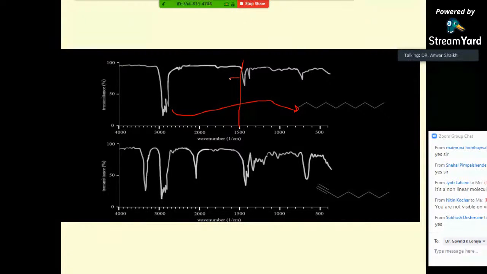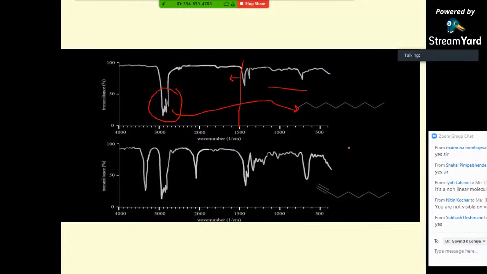We are not getting any peak in the region on the extreme right side of 1500. Here we are explaining on the basis of this, because no other functional group is present here. Only the CH stretching and bending vibrations are there.